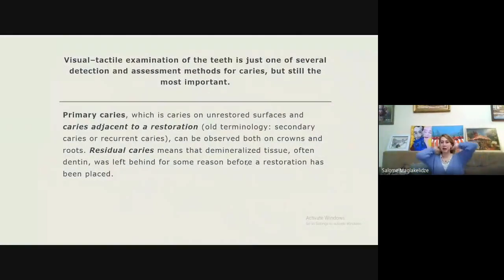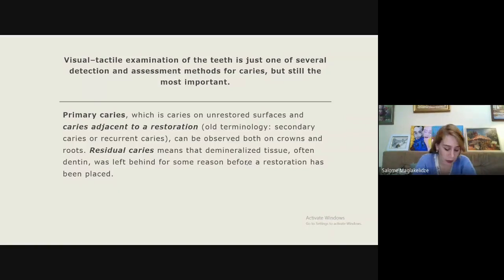Today we will talk about a very interesting subject, the visual and tactile examination of caries, and this is very important to make the diagnosis. You know that examination by visual or tactile means is not the only one to assess caries, but for today it is the most important.